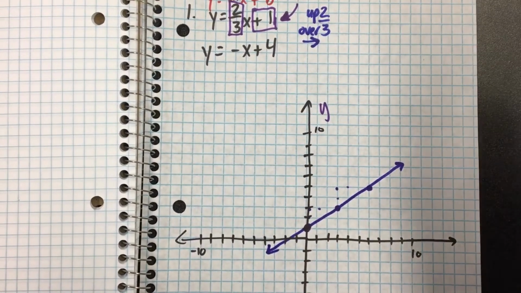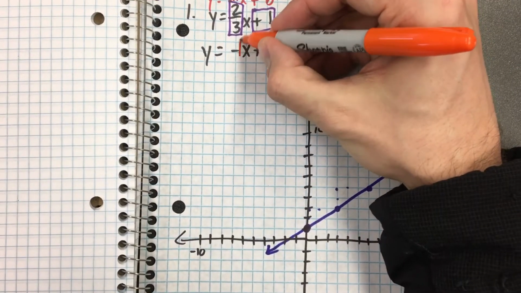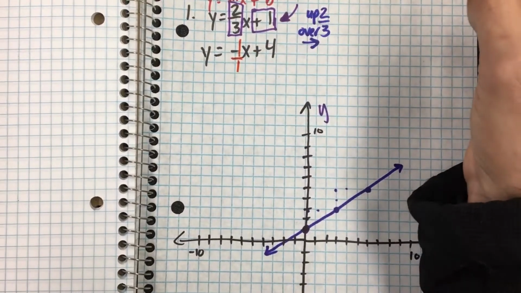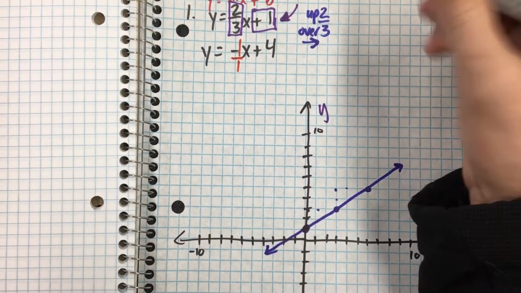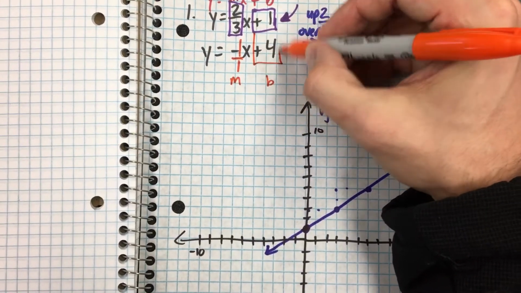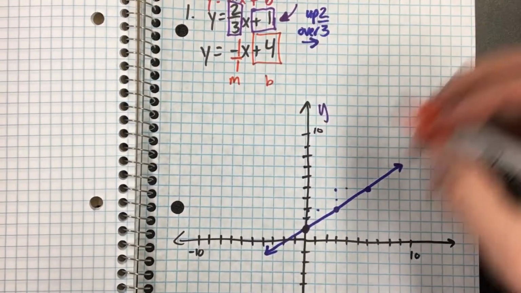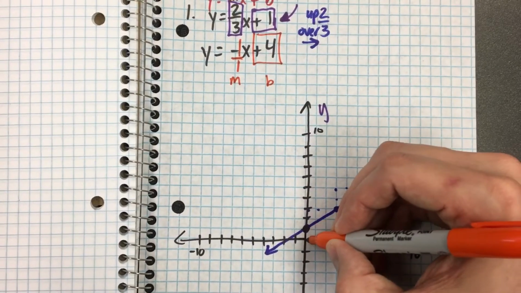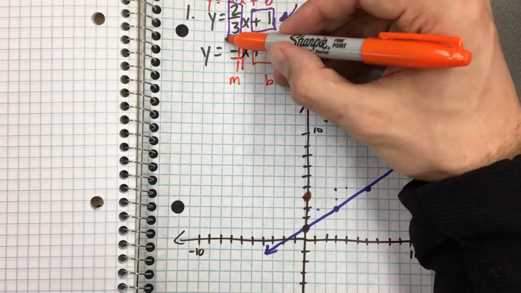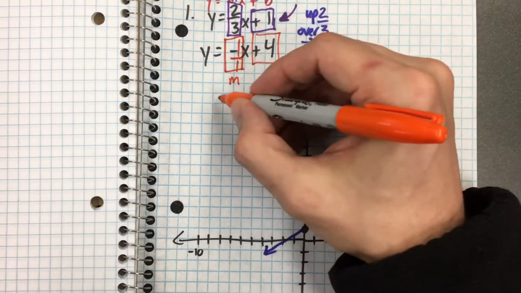Now let's do the second one. I'll pick a different color. This one will be orange. This one has no number on it, so I'm going to put a 1. If you want to put a number underneath to help you make it easier to understand, that's fine too. Here's my M. Here's my B. And so my B is the 4, positive 4, because it has a plus in front of it. So I'm going to start this one on 4 on the y-axis. 1, 2, 3, 4.